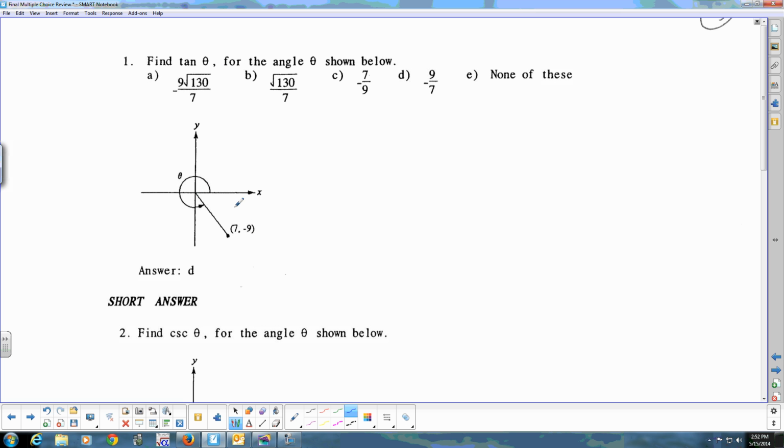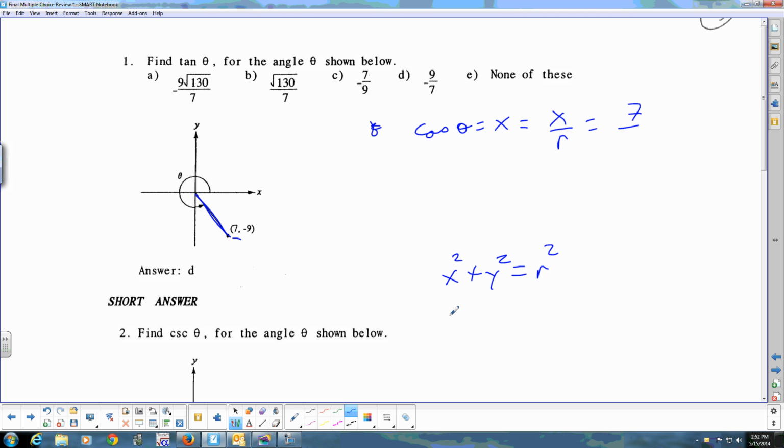Do not try and draw a triangle. You will drive yourself crazy. Cosine theta is your x value if you're on the unit circle. If you're not on the unit circle, it's your x value over your hypotenuse or your radius. This is your radius. That is your x value. So in this case, it's 7 over your radius. Well, how in the world do you find your radius? It's just the Pythagorean theorem, been mentioning it on the last several pages.